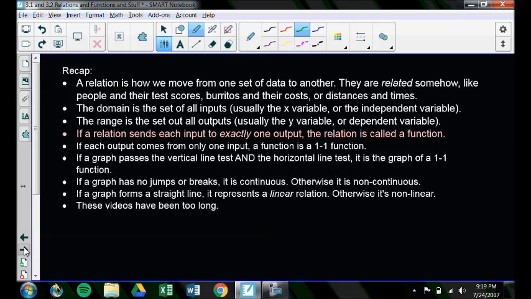They're somehow related, like people and their test scores, burritos and their costs, or distances and times. Domain is all the inputs, or the x values. Range is all the outputs, or the y values. Independent, dependent. A function is a specific type of relation where each input goes to exactly one output. Do not forget that. If each output comes from only one input, it's called a one-to-one function. Vertical line test is function, horizontal line test is one-to-one.